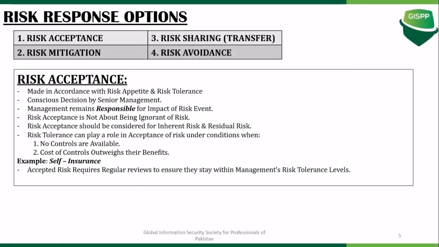So, the choice to accept the risk is a conscious decision that is made by the senior management, and this is done by recognizing that there is an existence of risk, and then knowingly deciding whether to assume or allow the risk, or leave it without any kind of mitigation. Management remains responsible for the impact of the risk, even should it ever occur. So the decision to accept a risk is made in accordance with your risk appetite and the risk tolerance, which would be set earlier by the senior management.